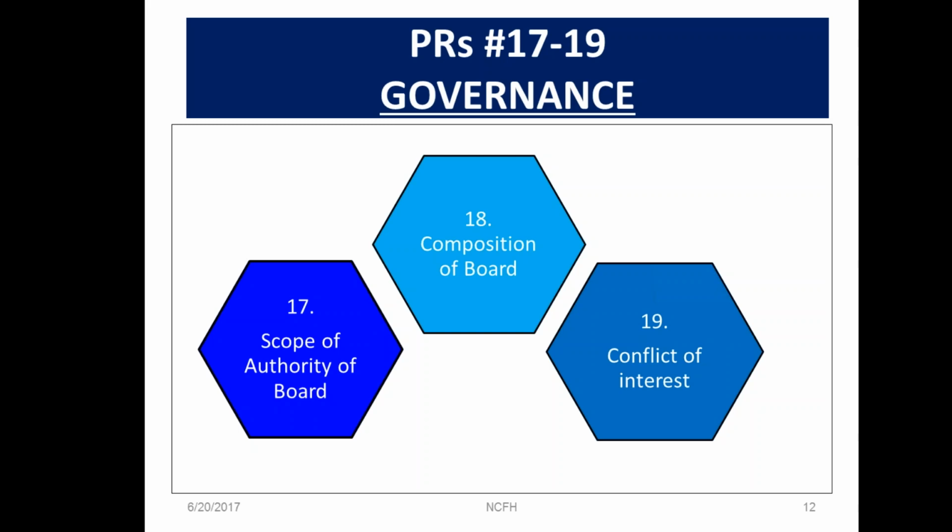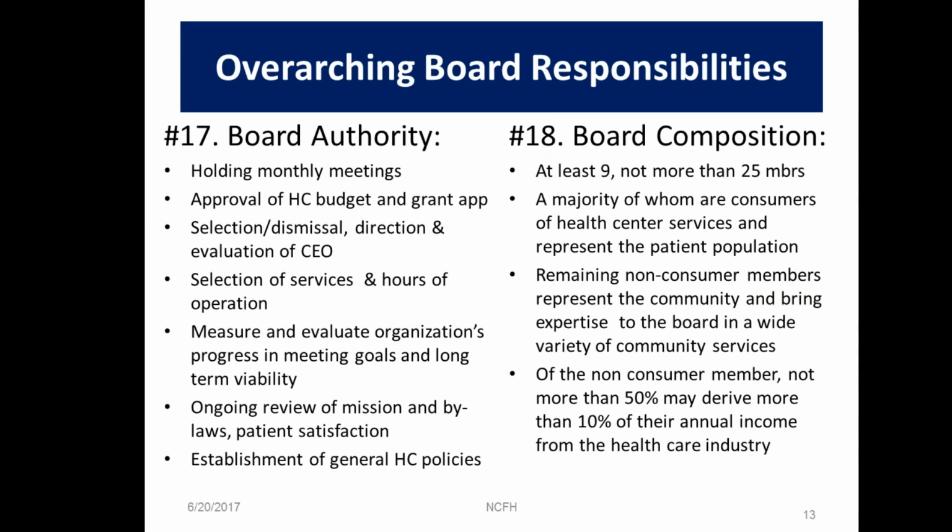Likewise, it is the role of the board as a whole to make sure that the composition, how many members and who they are and what disciplines they represent, meets not only the bylaws of the corporation, but the requirements of all of your funding sources. And then number 19 is about conflict of interest. As I move into the next 2 slides, we are going to go into greater detail on these 3. Hopefully you all downloaded the 3.5-page summary of the program requirements, and you have it in front of you. Under number 17, board authority, there's a handful of things that the board is responsible for.